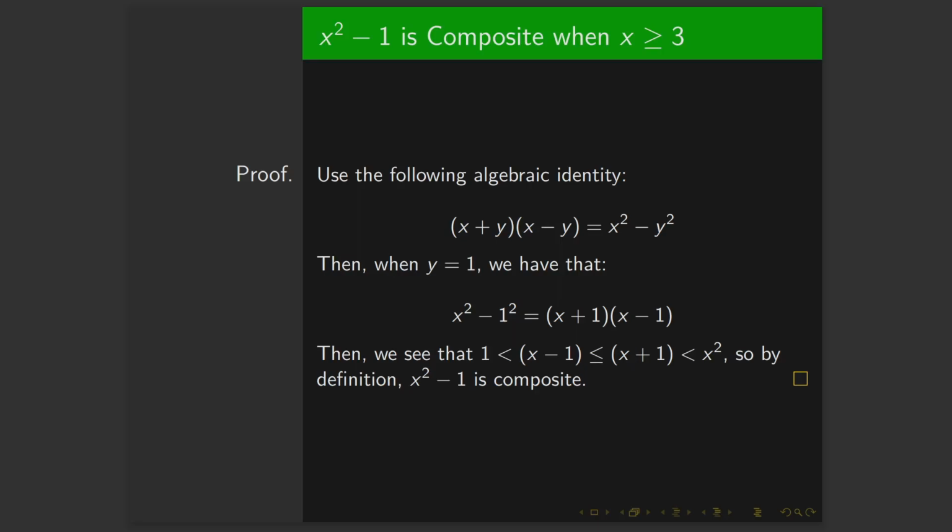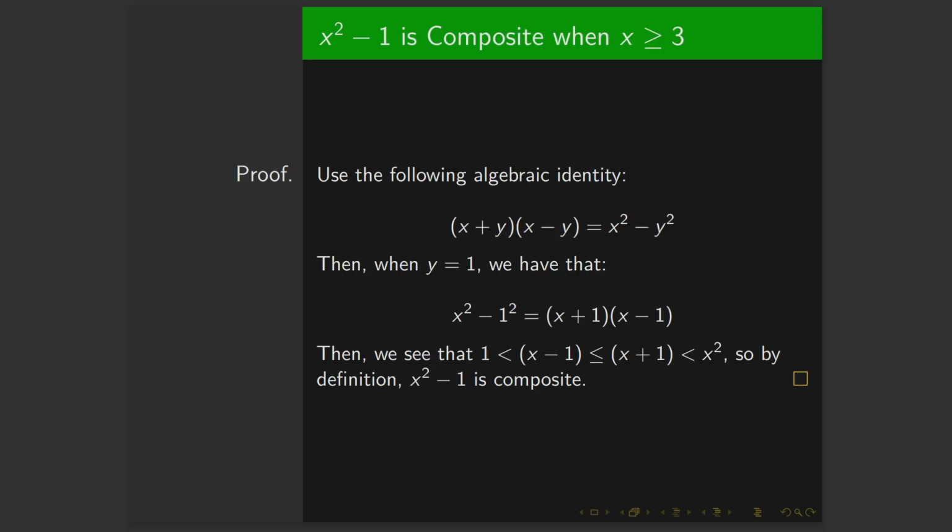Then because x is greater than or equal to 3, 1 is less than x minus 1, which is less than x plus 1, which is less than x squared. So we can literally write x squared minus 1 as a multiplication of x plus 1 and x minus 1, and both of those are factors that are not x squared and not 1. Thus, it must be composite, since we wrote it successfully in terms of two factors being multiplied.